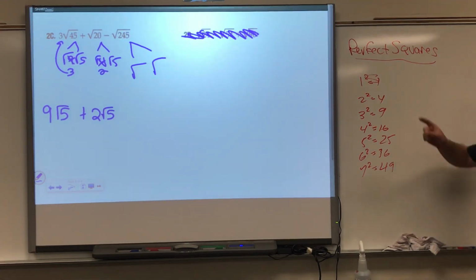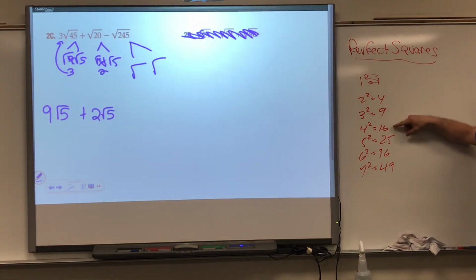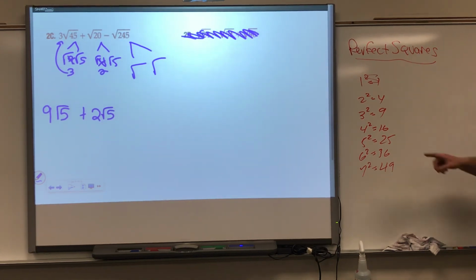But if I try taking 245, and maybe I'm going to try dividing it by 4. 245 divided by 4. Does that come out to be a nice number? No. So I'm going to try 245 divided by 9. Doesn't work either. Well, if 4 didn't work, 16 isn't going to work. Let's try 25. That doesn't work. It's not a nice number. 245 divided by 36. Not good either. Oh, let's try 245 divided by 49. That does work.